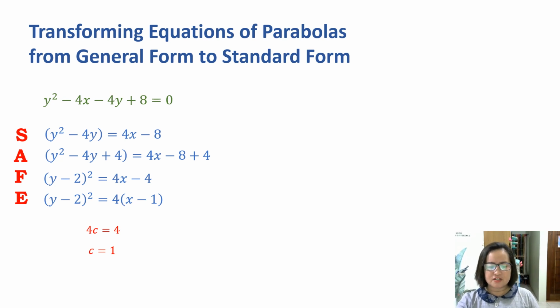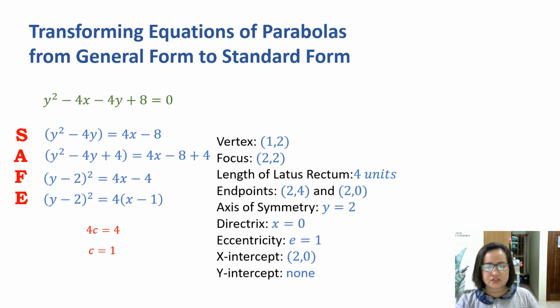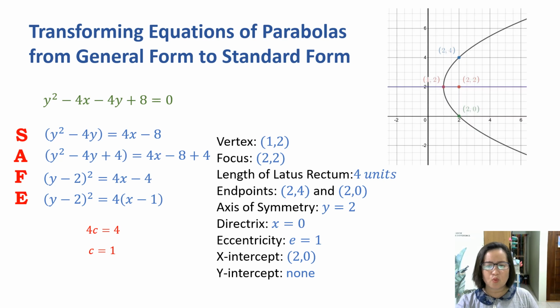Now, using the value of c, we would be able to get the coordinates of the focus. Okay, from the vertex, we have 1, 2. We add 1 unit to the abscissa of the vertex. So 1 plus 1, we will get 2. We just copy the ordinate of the vertex to get the ordinate of the focus. So in other words, we will have focus at 2, 2.